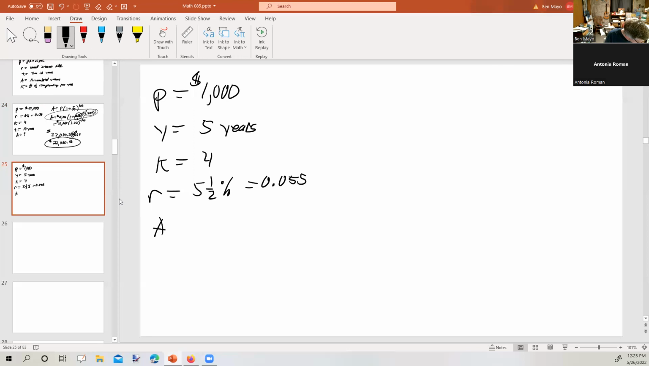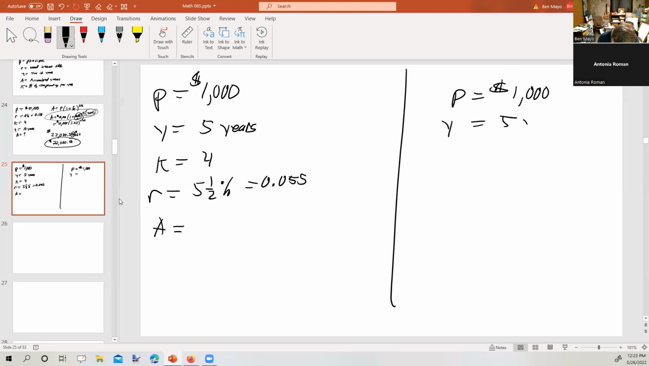Let's see, how much more interest would be earned? Okay, so we've got that versus instead of 5%. So everything's going to be the same, except this is going to be just 5%. Okay. So same amount of money for the same time, same number of compoundings, but the interest rate for the first one is 5.5%. For the second one is 5%. They want to know how much more interest do we get on the first one.